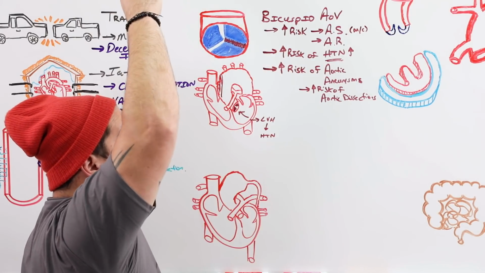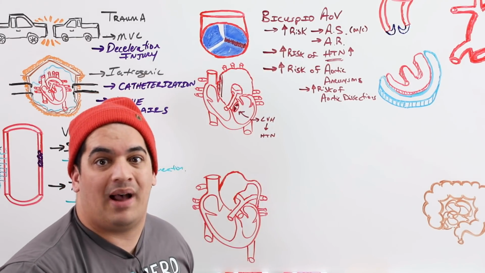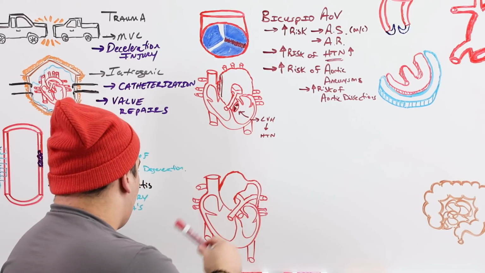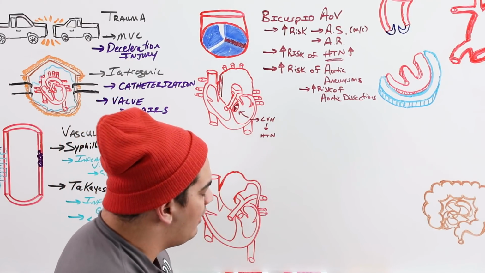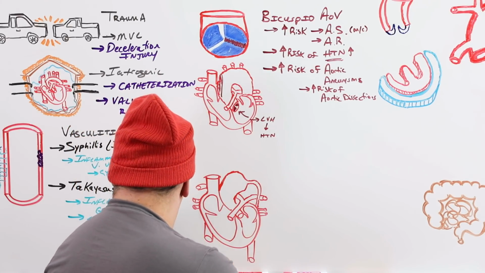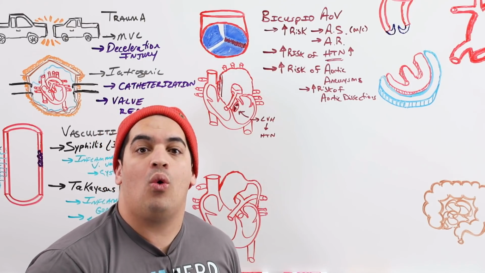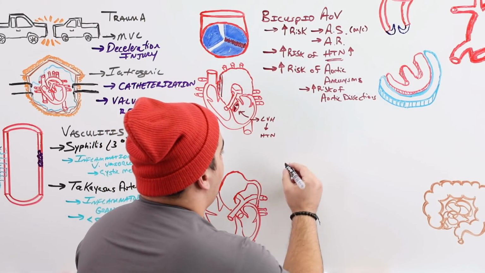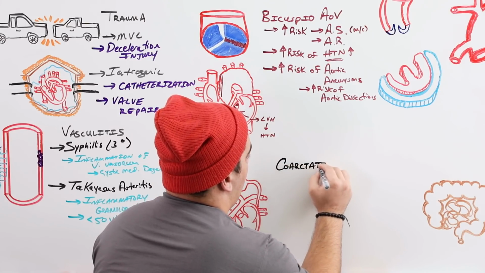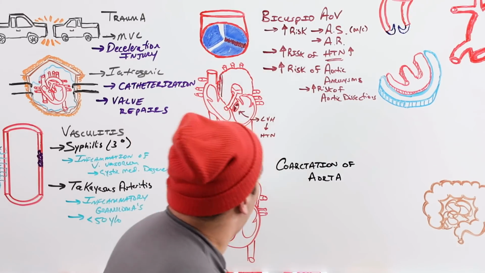So we got the big one, hypertension. The second one I want you to remember is connective tissue disorders. The third one I want you to remember is bicuspid aortic valves. Okay, what's the last thing that I want you guys to remember? The last one is what is called a coarctation of the aorta. You're like, what does that mean, man?